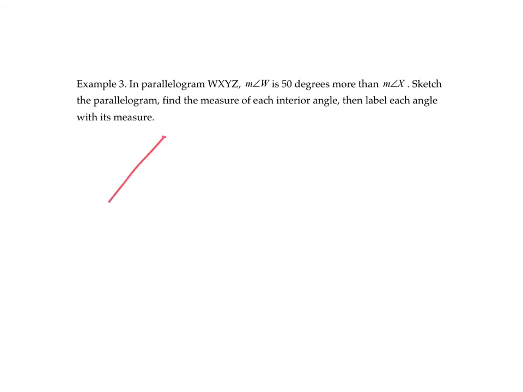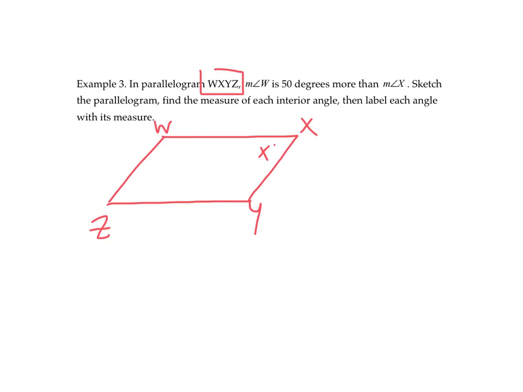Okay, finally for today, in our last and third example, it says in parallelogram WXYZ, so let's draw a picture. Here's W, X, Y, and Z. We have to go in the order in which the variables are given to us. It says the measure of angle W is 50 degrees more than the measure of angle X. So if we say that angle X is equal to x degrees, then we can represent the measure of angle W as x plus 50.